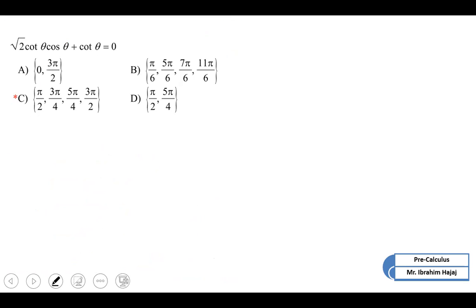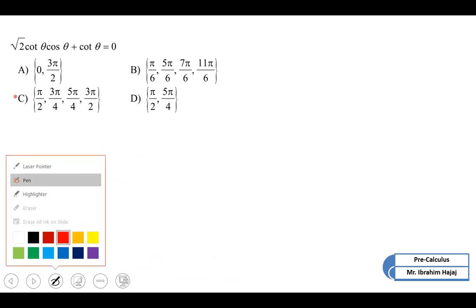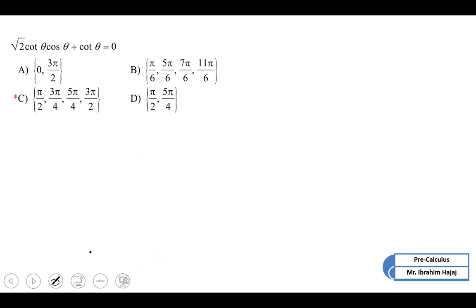Thanks. Next question. Solve the trig equation: radical 2 cotan theta cosine theta plus cotan theta is equal to 0. So let's solve it. There is a common factor here, cotan theta. If we take it as the greatest common factor, what should we have? Cotan theta times radical 2 cosine theta plus 1 is equal to 0.